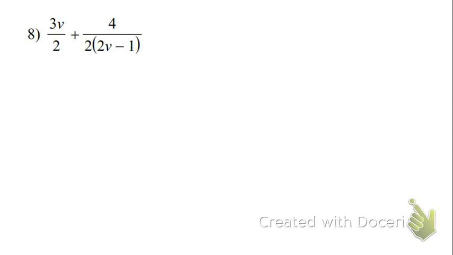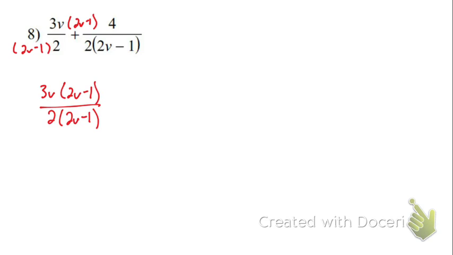I'll figure it out. Sorry. 2v minus 1 on top and on bottom. So my numerator is going to be 3v times 2v minus 1. My denominator is going to be 2 parentheses 2v minus 1. And I'm going to go ahead and extend this out.